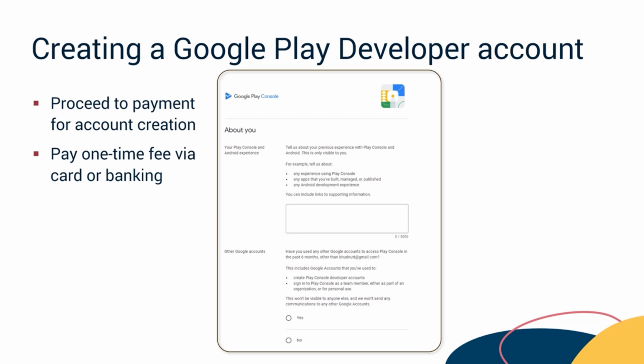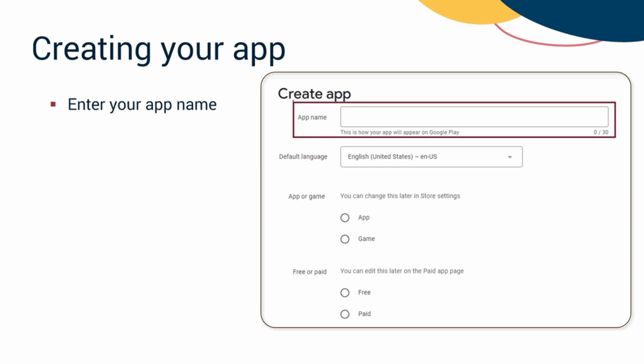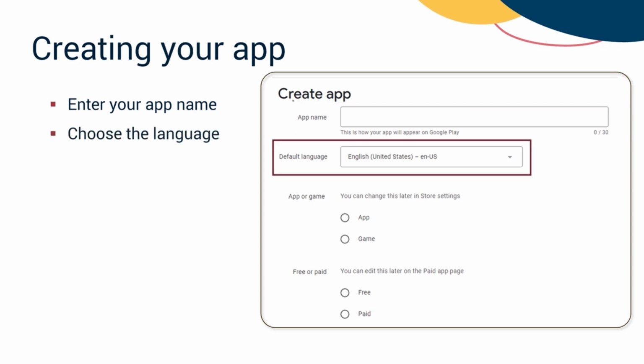card or online banking. Once your merchant account is linked to your Google Play Console, you need to perform the following steps to create your application. Enter a name for your app up to 30 characters. This name will appear on the console, but you can change it later if needed. Choose the main language for your app from the available options in the drop-down menu.